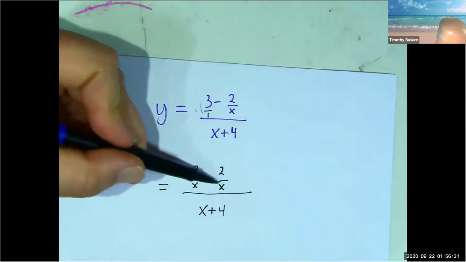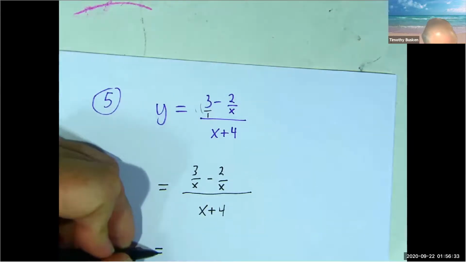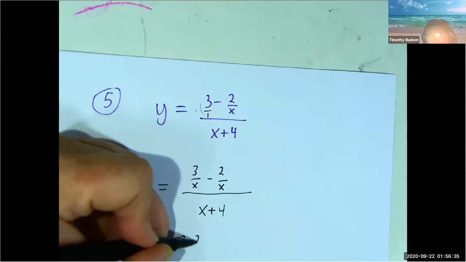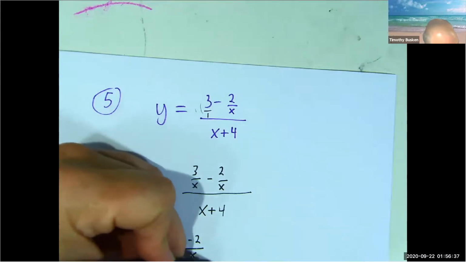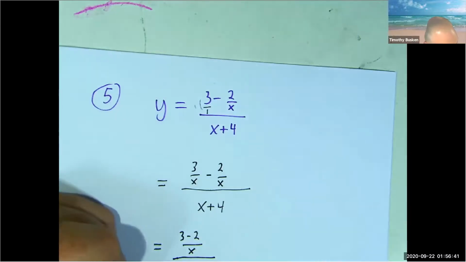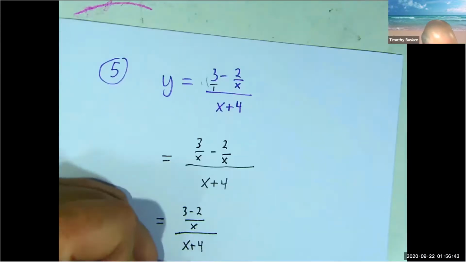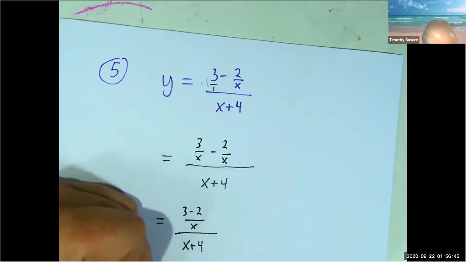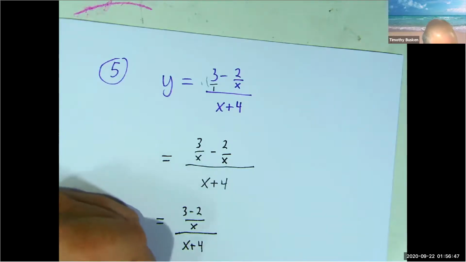And you can actually subtract those two, right? This is the same as 3 minus 2 all over x plus 4. Okay, so that's nothing more than 1 over x divided by x plus 4.